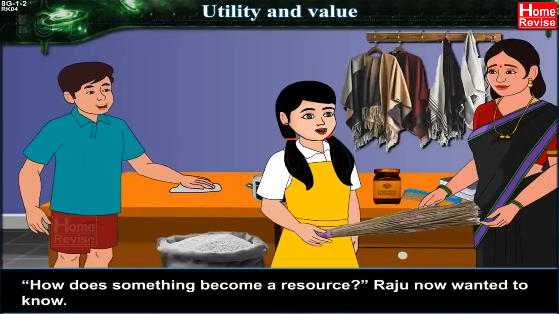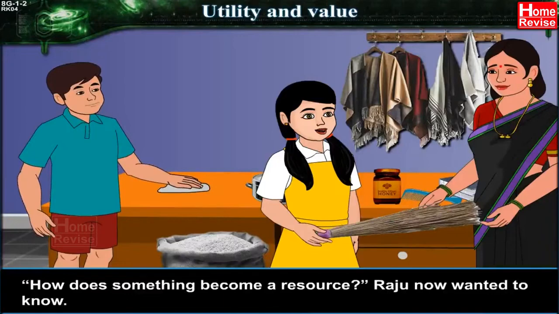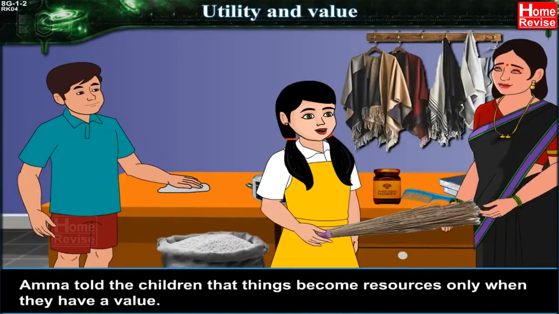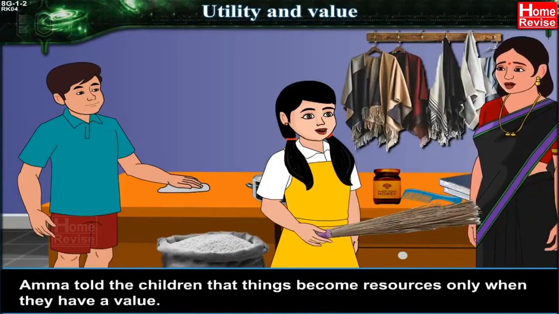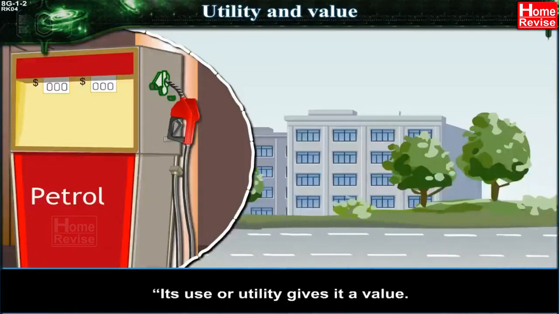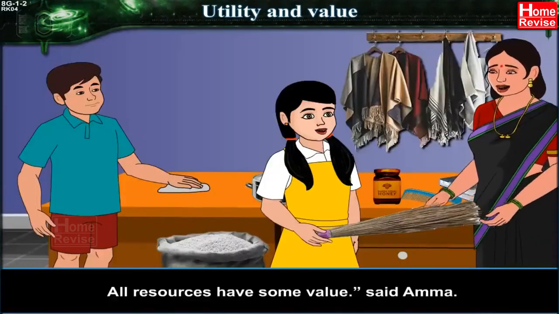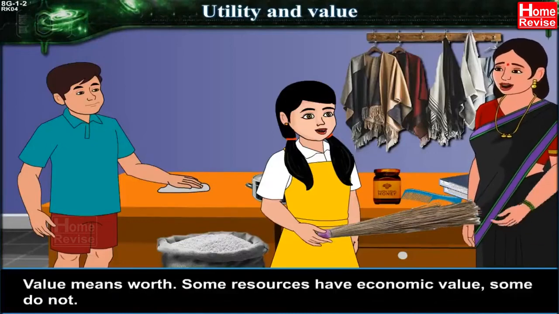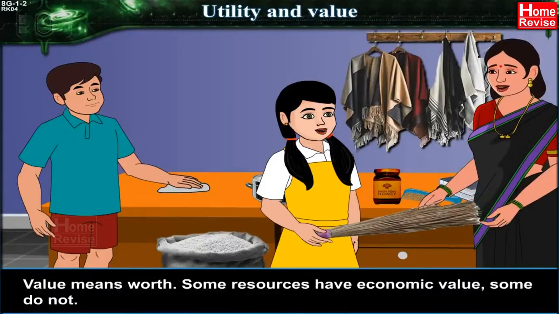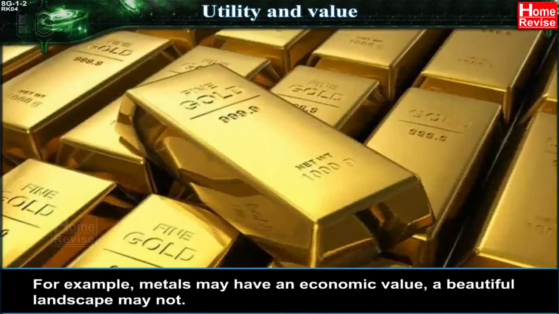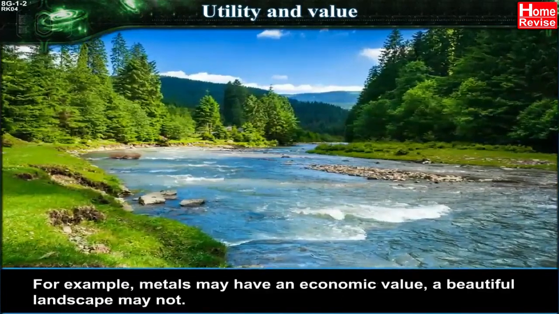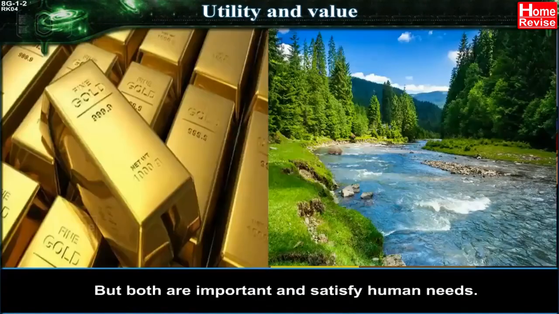How does something become a resource? Raju wanted to know. Amma told the children that things become resources only when they have a value. Its use or utility gives it a value. All resources have some value, said Amma. Value means worth. Some resources have economic value, some do not. For example, metals may have an economic value. A beautiful landscape may not. But both are important and satisfy human needs.